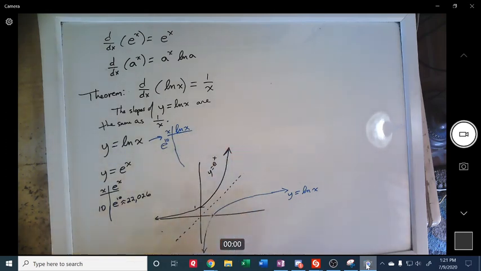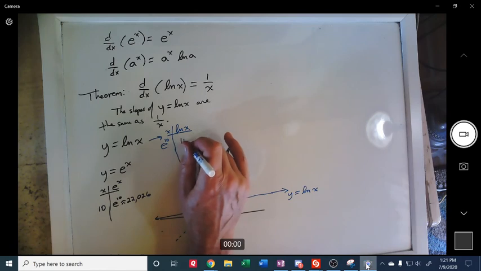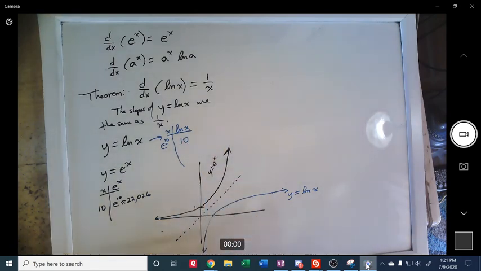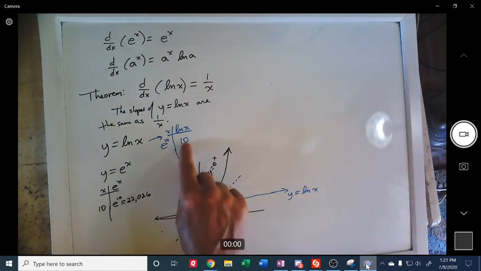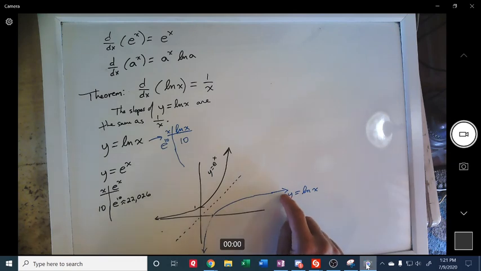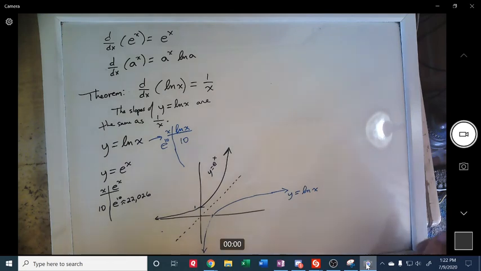ln of e to the 10th asks you, what is the exponent you put on e to get a result of e to the 10th? Well, you just put a 10 on that. So this function, if you want to get just to a height of 10, which is not very high, you have to go out more than 22,000 in that direction just to get up to a height of 10. As fast as this is growing, that's as slow as this is growing.